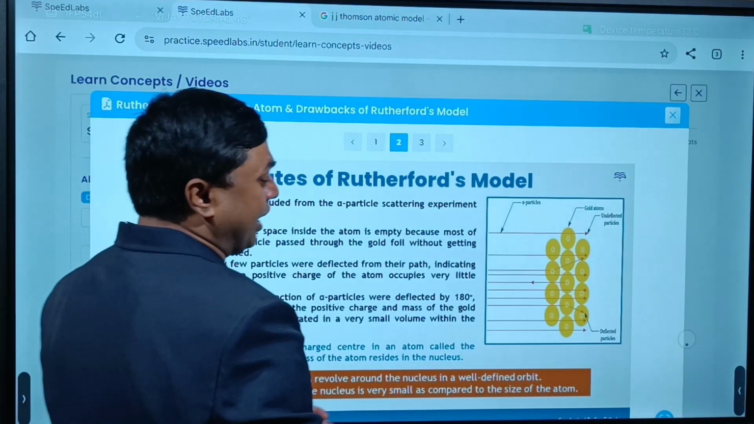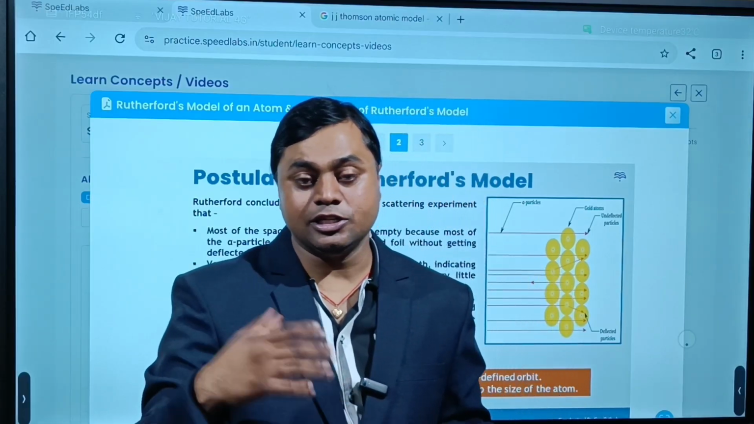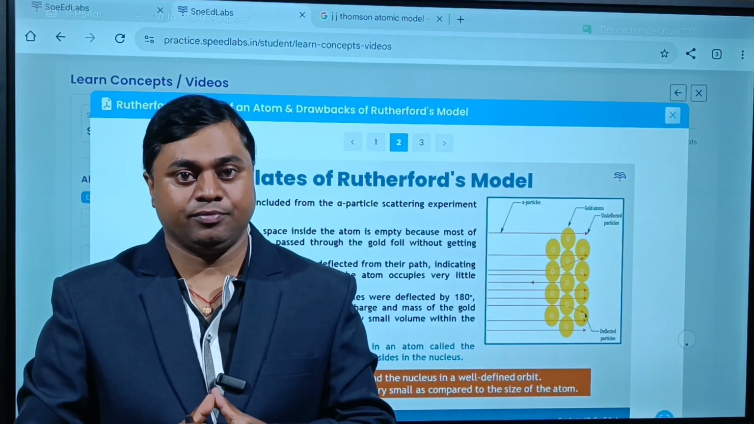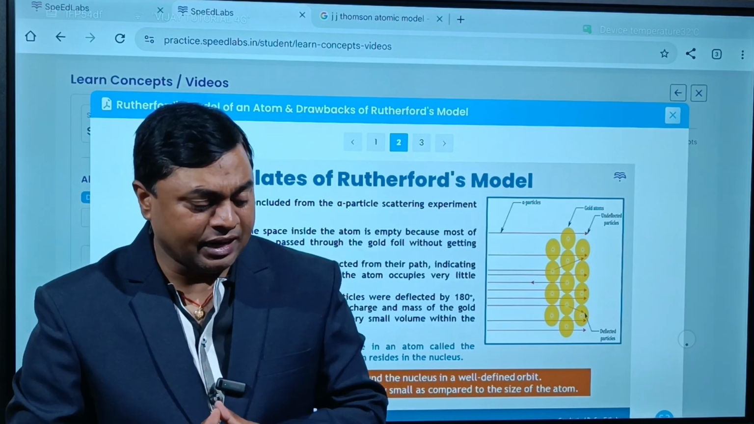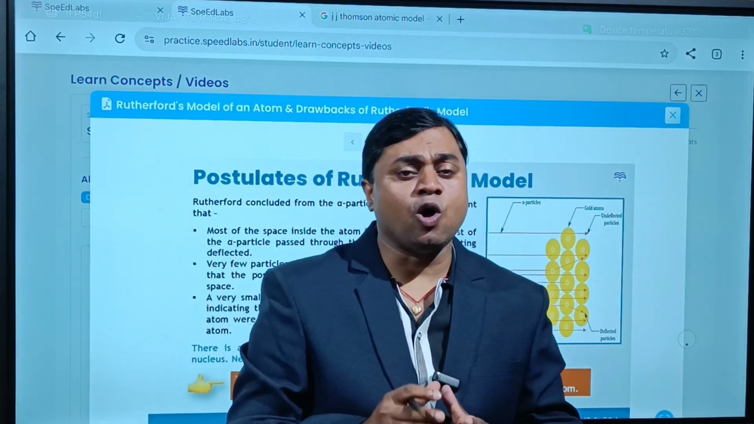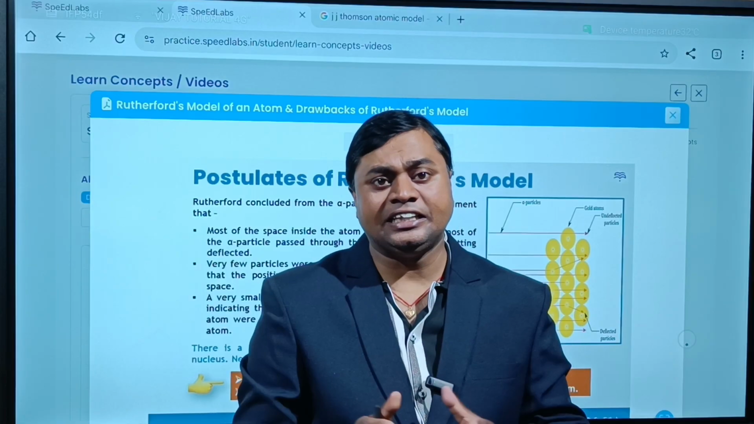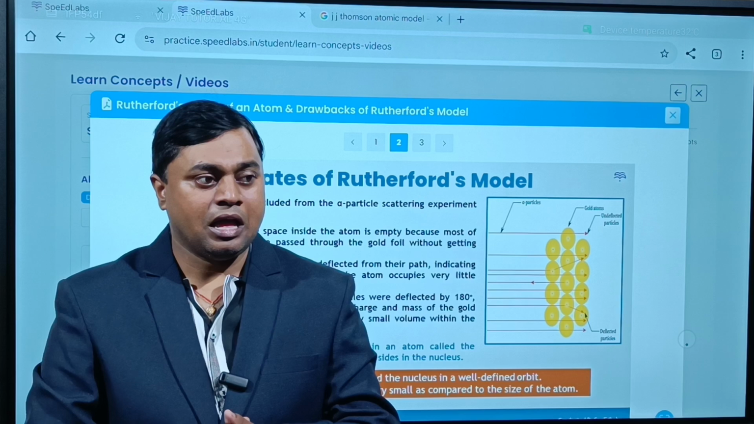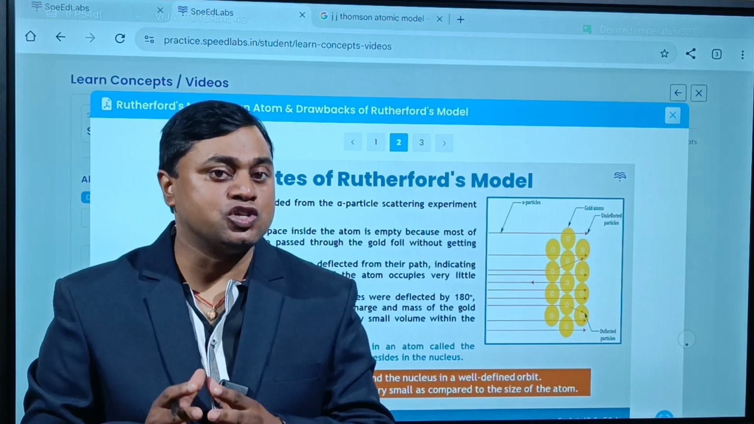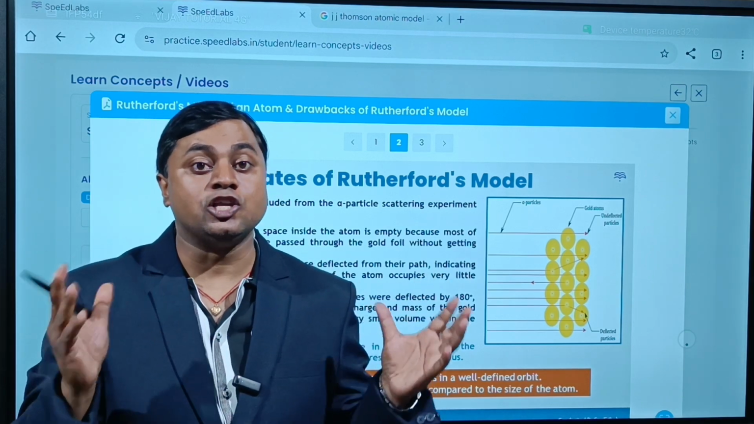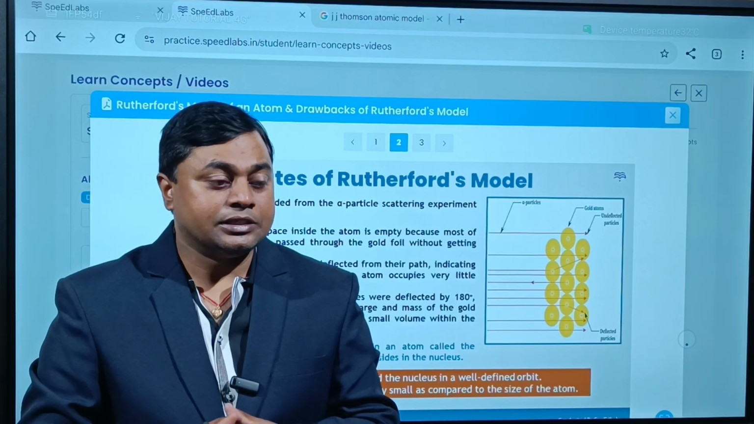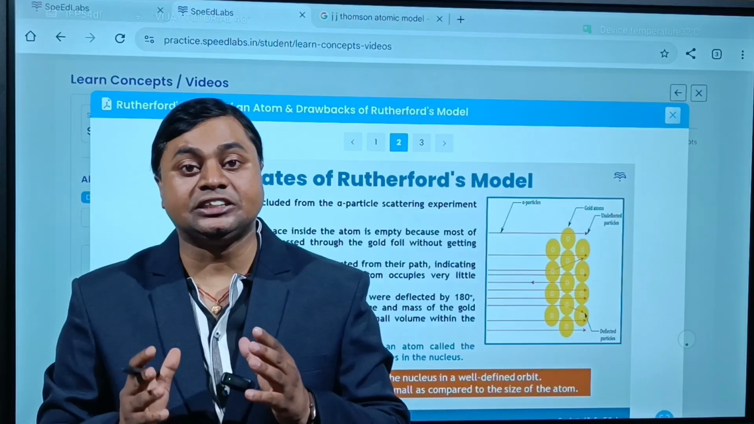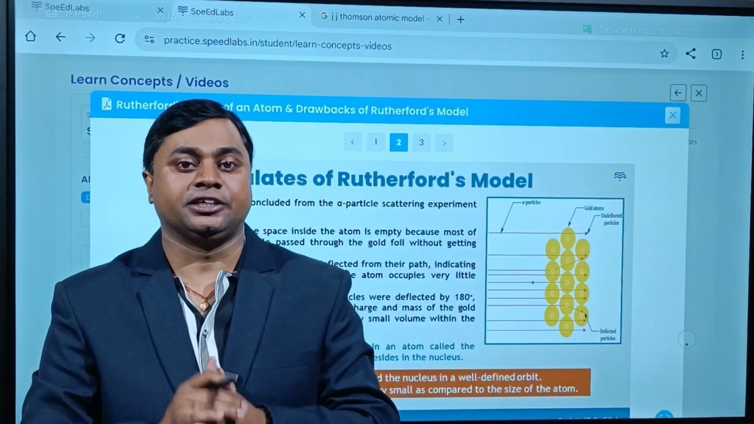So what he concluded, actually, he gave in his model of atom. He concluded that most part of the atom is empty. And he also told that there is a very small positive part present inside the atom, that is nothing but a nucleus, he named. And he also told that the volume or size of nucleus is very small compared to the size of atom. Size of atom is approximately 10 to the power minus 10 meter, whereas size of nucleus is 10 to the power minus 15 meter. Is it clear?